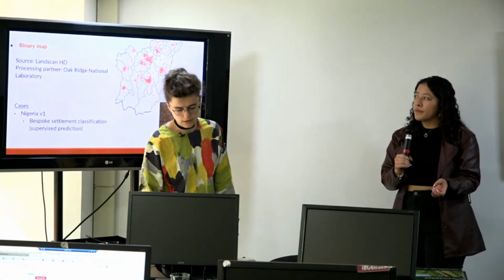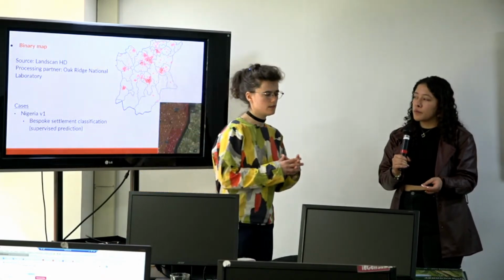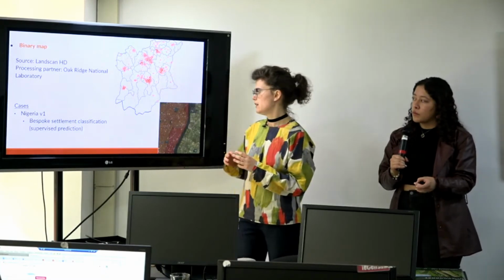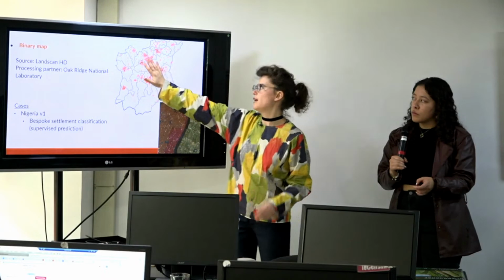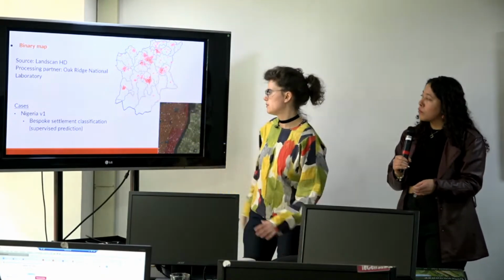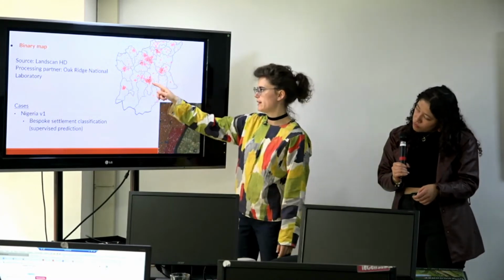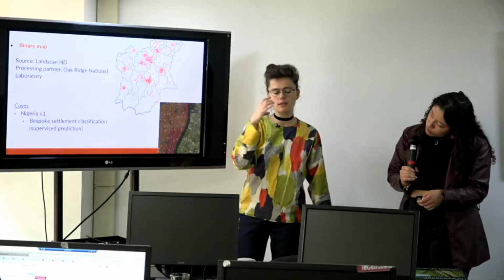So there is different kind of settlement maps. There are settlement maps that are binary. So typically you have, it looks like that. So you have a grid cell, a pixel, and you have the fact that this grid cell is settled or not.